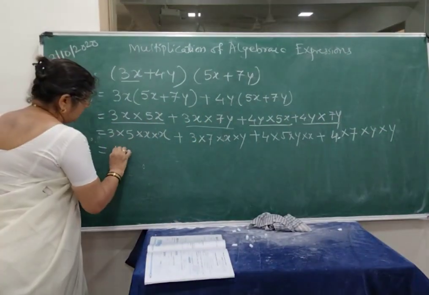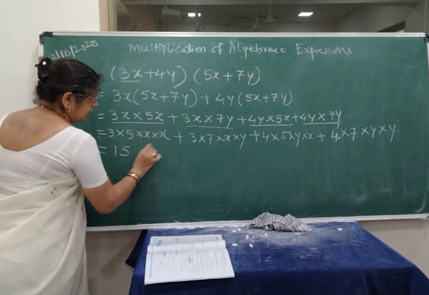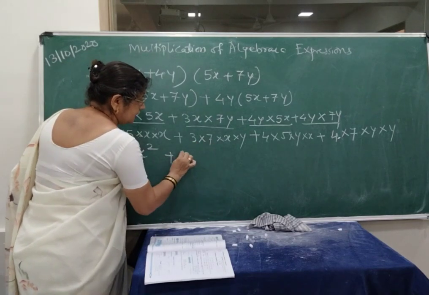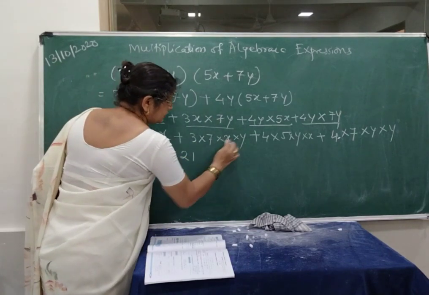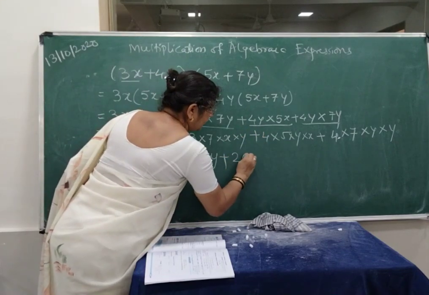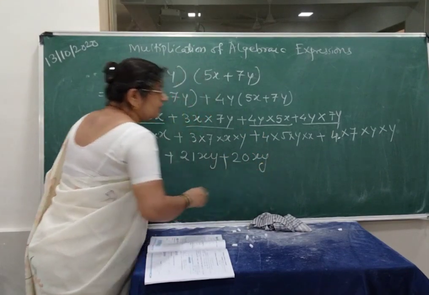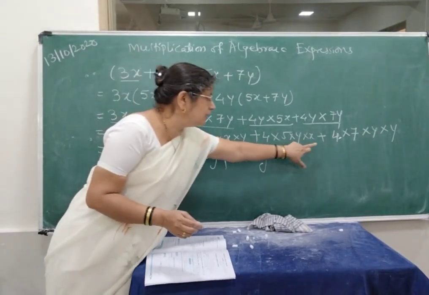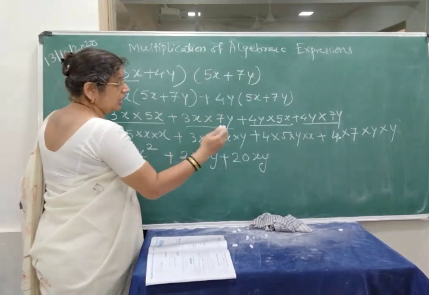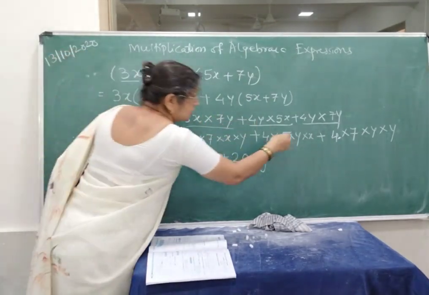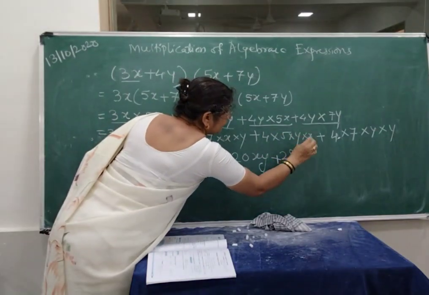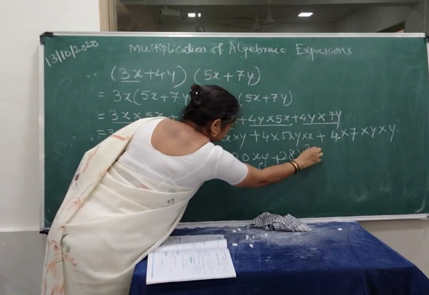Now 3 5s are 15, x into x, x square, plus 7 3s are 21xy, plus 5 4s are 20xy. Now see, whenever in the multiplication you can write xy or yx. It is easy, but normally we pronounce xy together, so it is easy to say. 7 4s are 28, 28y square.